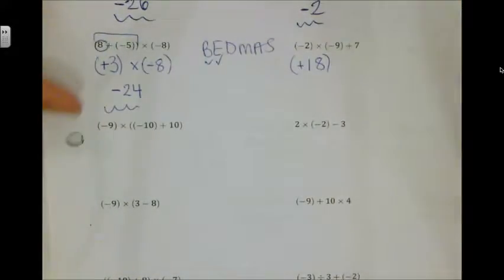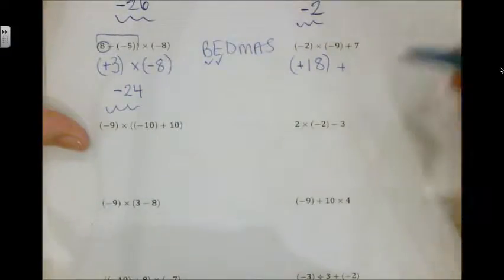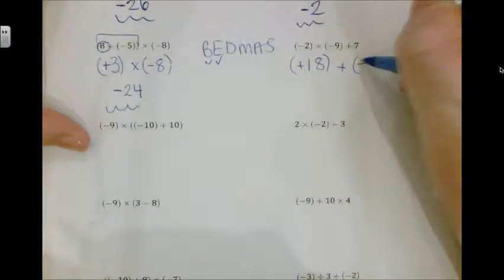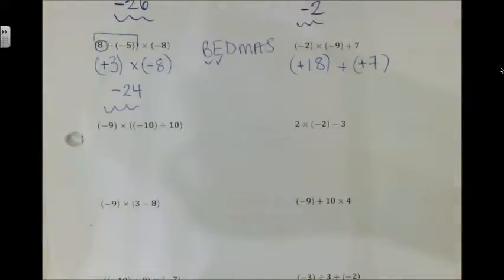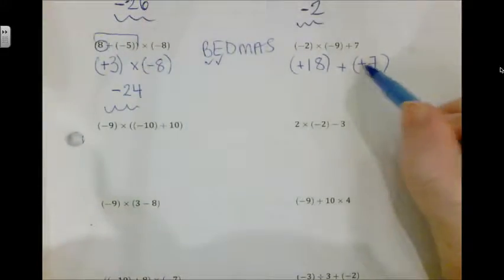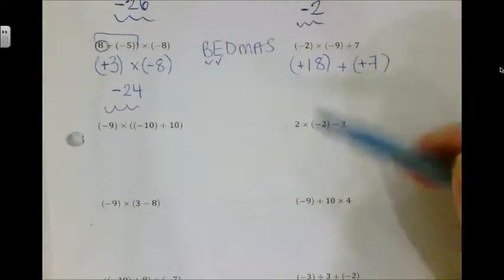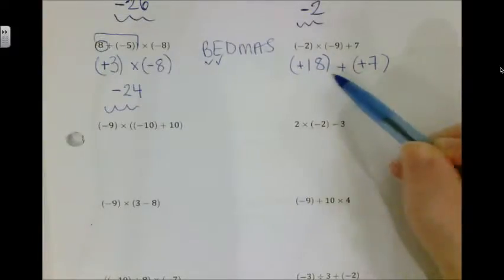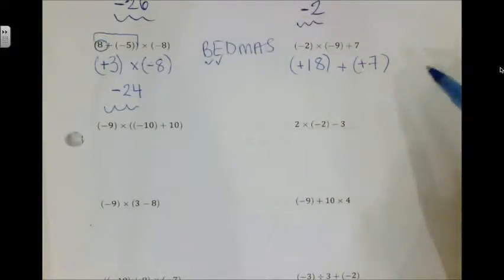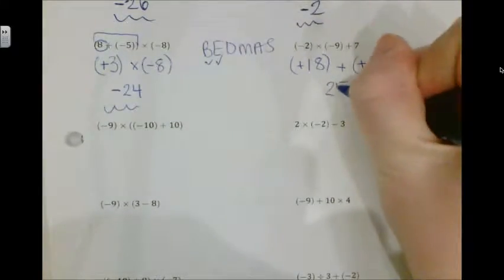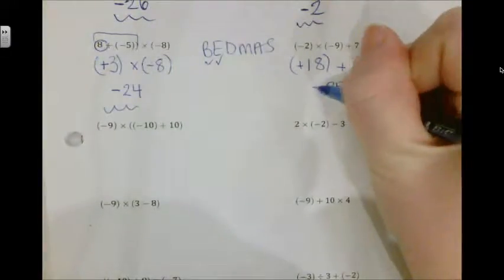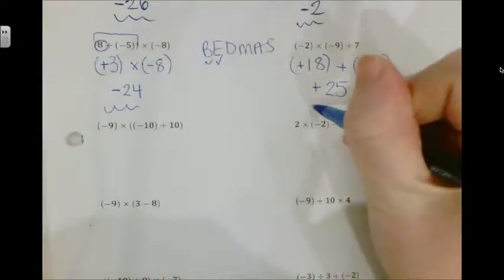So positive 18 plus, and you can write this if you want to as positive 7. You don't have to add that bracket if you don't want to, but I've noticed that you guys seem to have a little bit more trouble when there's no brackets around the numbers. So 18 plus 7, you should get 25. So positive 25.